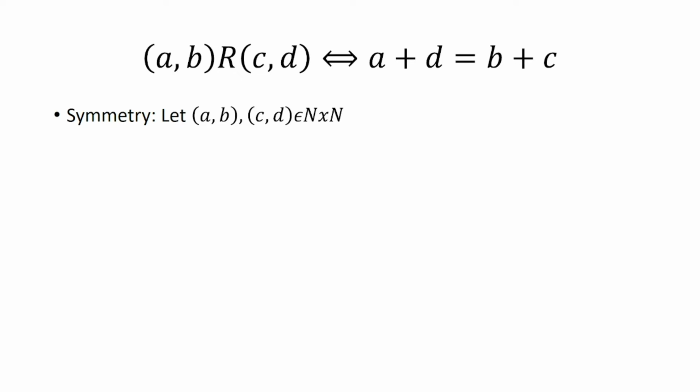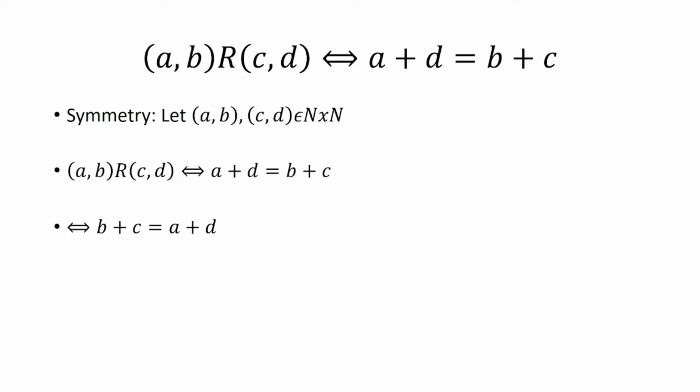Let's look at symmetric. So let A, B, C, and D be natural numbers. Now let's look at (A, B) R (C, D). That's just going to be A plus D is equal to B plus C, which we can rewrite by putting the B plus C first in front. So this B plus C comes out in front here, and then the A plus D comes out after. And so B plus C equals A plus D, by definition of this relation, is (C, D) R (A, B). So then R is symmetric.